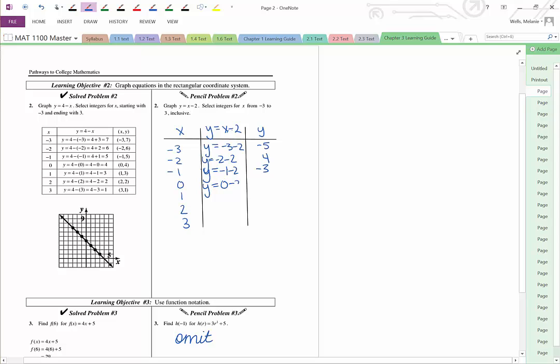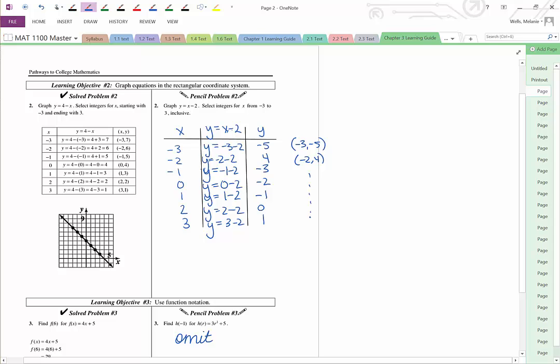y equals 0 minus 2, which is -2. y equals 1 minus 2, so -1. y equals 2 minus 2, which is 0. And y equals 3 minus 2, which is 1. So now what we have is a set of ordered pairs: (-3, -5), (-2, -4), and so on.